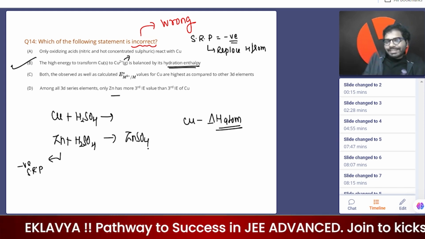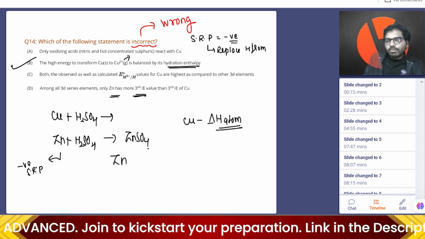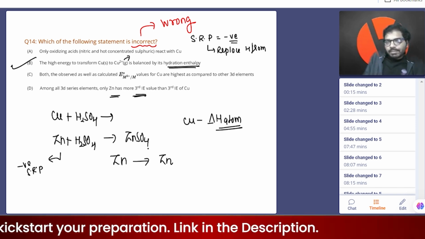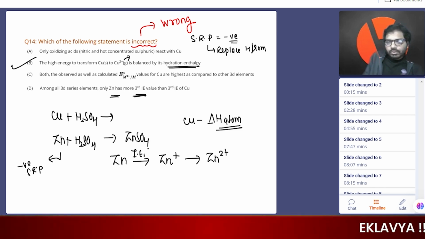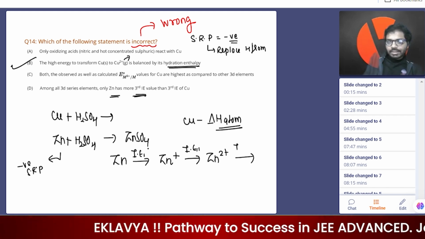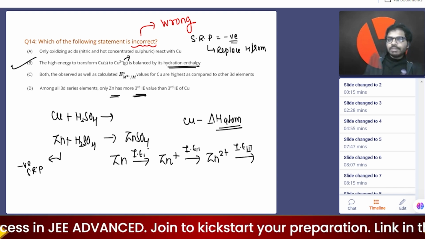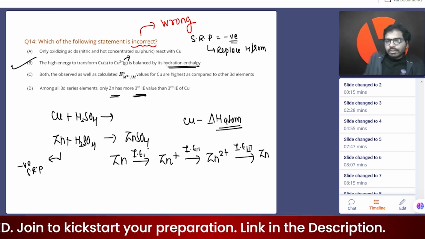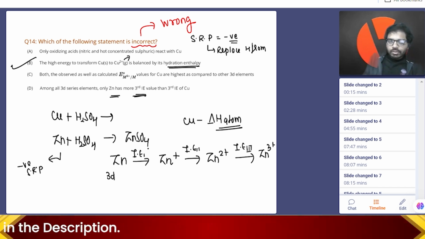Among all the 3d elements, only zinc has a higher third ionization value. So for zinc, simply we can check here and find out the value of the ionization potential. This is our first ionization potential, this is our second ionization potential, and what they are saying is the third ionization potential value is higher than the third ionization potential of copper. We will check that.